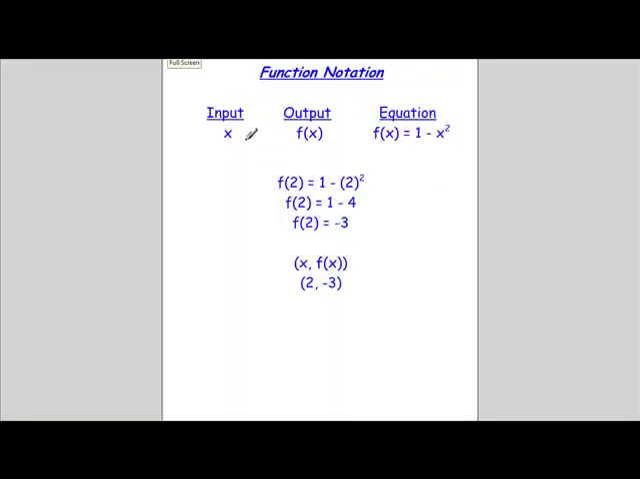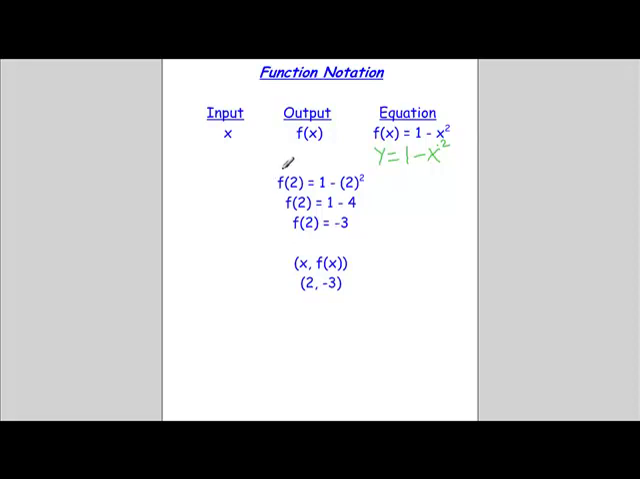Function notation. For most equations, you guys are used to seeing y equals something. So for this one, you'd be used to seeing y equals 1 minus x squared. Well, when something is a function, we write f of x instead of y. And all that means is whatever is in the parentheses is the value that we're going to plug something into. So for here, we're going to plug in values for x and solve. Input is x.